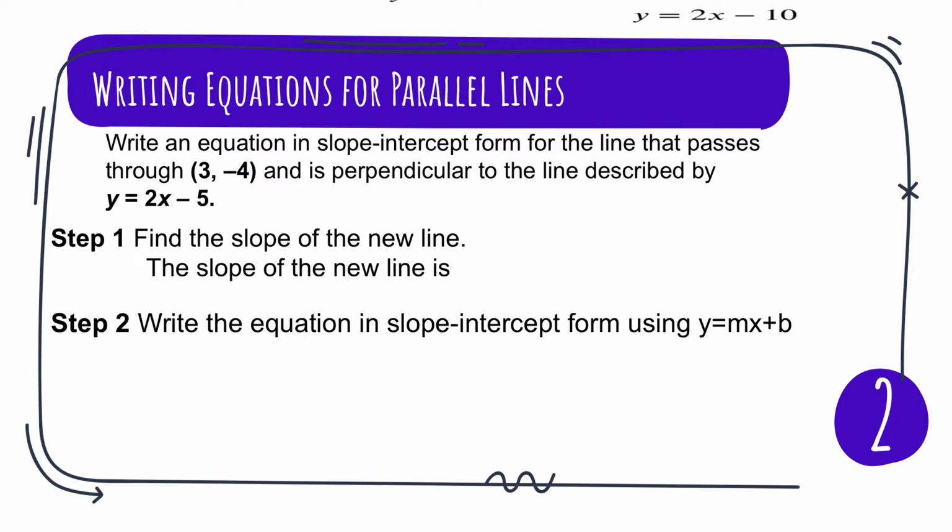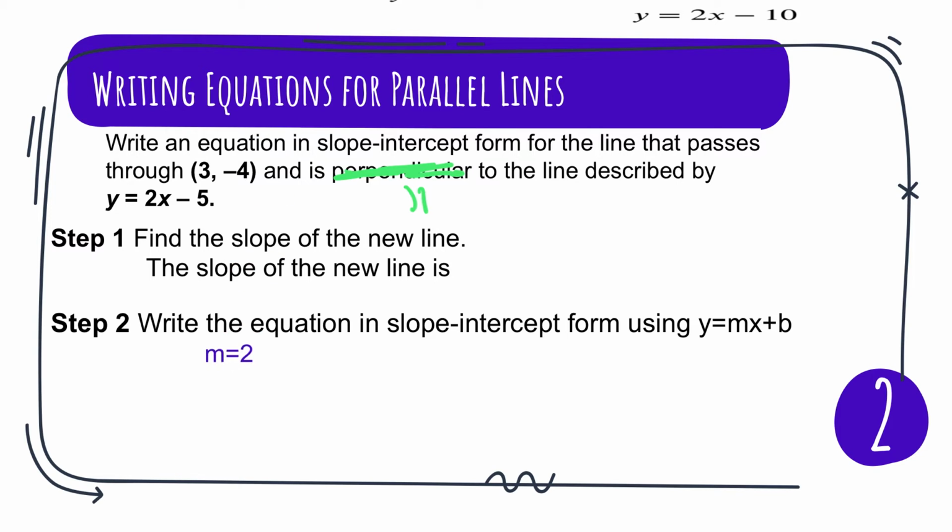In this example, it says write an equation in slope-intercept form for the line that passes through (3, -4) and, this is supposed to say parallel right here, is parallel to the line described by y equals 2x minus 5. So what do we know in this equation?